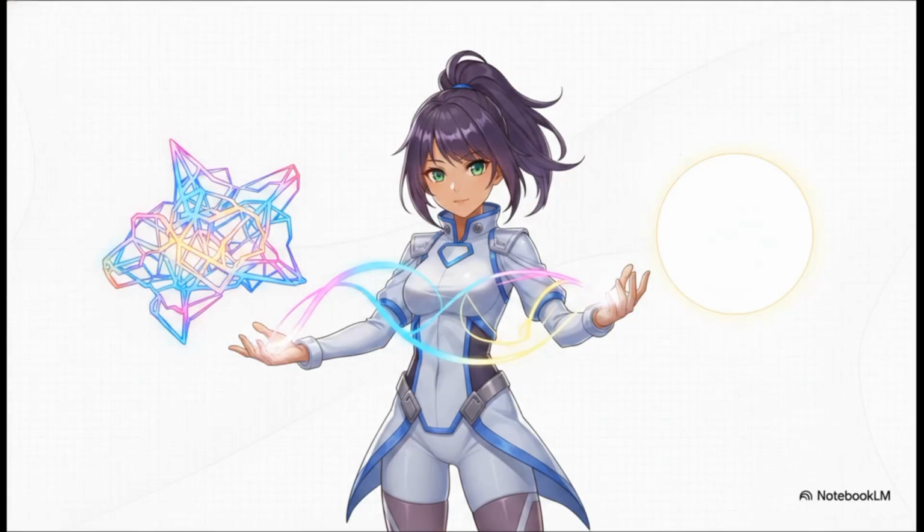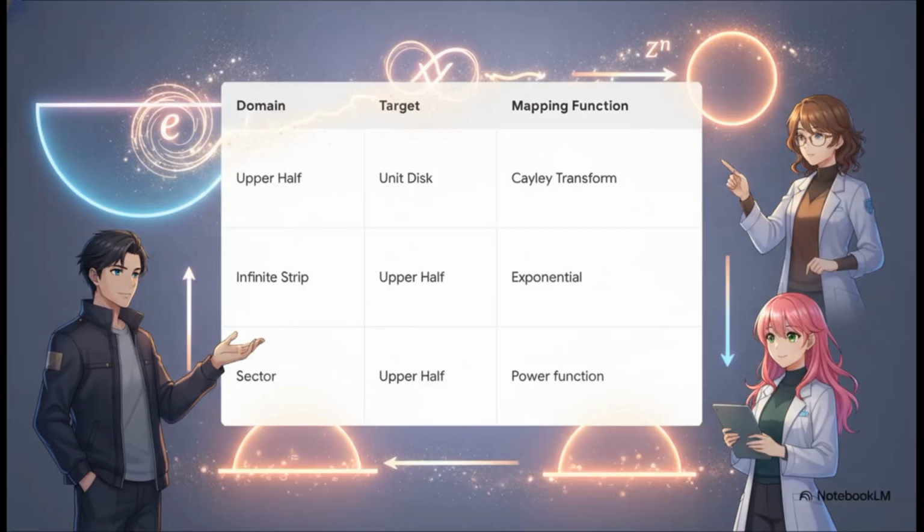Which leads us to the astonishing Riemann mapping theorem. It proves that almost any open, simply connected shape, no matter how wildly deformed or weird it is, can be perfectly, conformally morphed into a simple, standard unit disk. Taking it even further, the Schwarz-Christoffel transformation gives us the exact integral formula to unfold a simple upper half plane into any sharp, straight-edged polygon. Just incredible stuff.